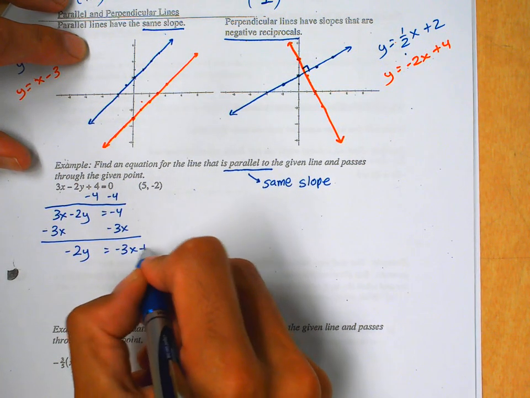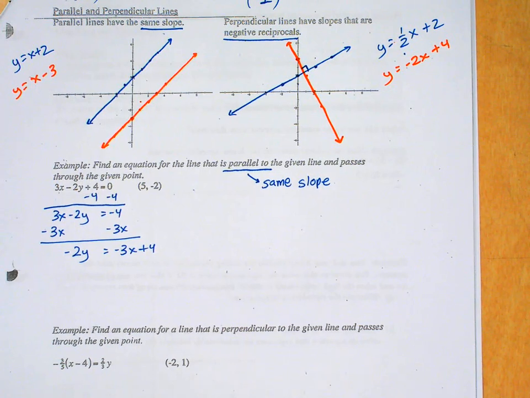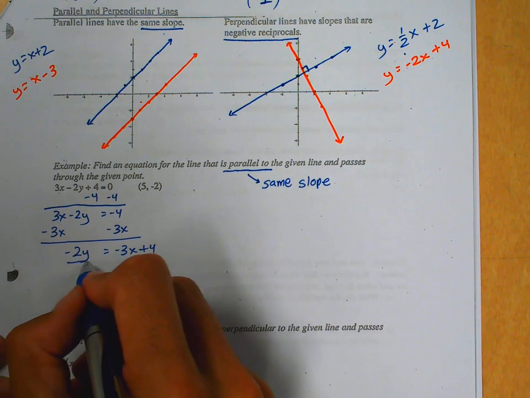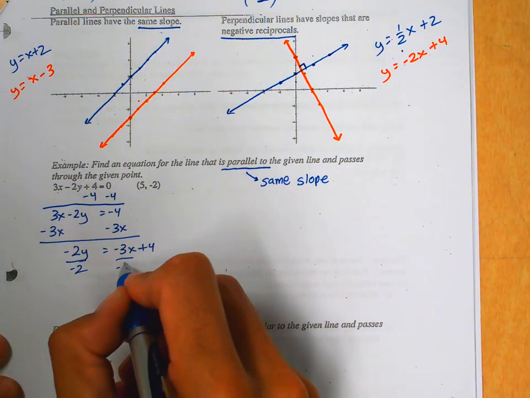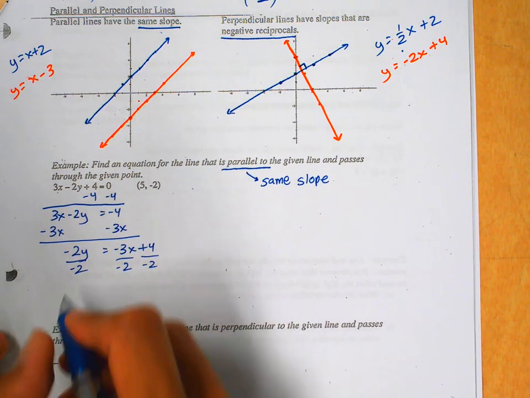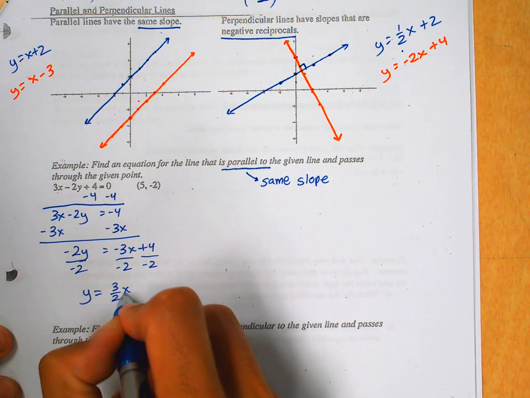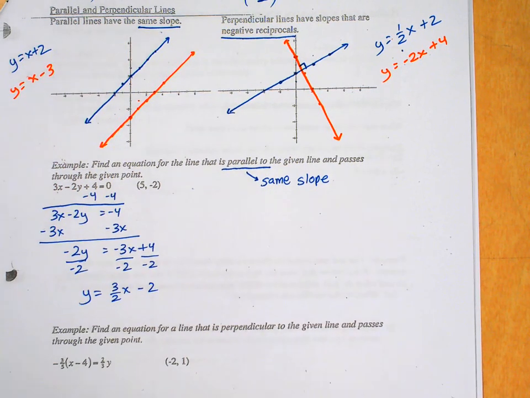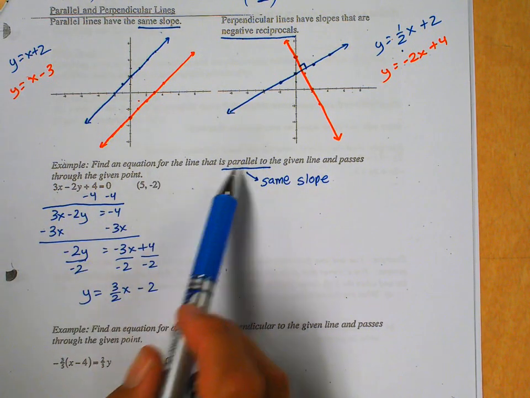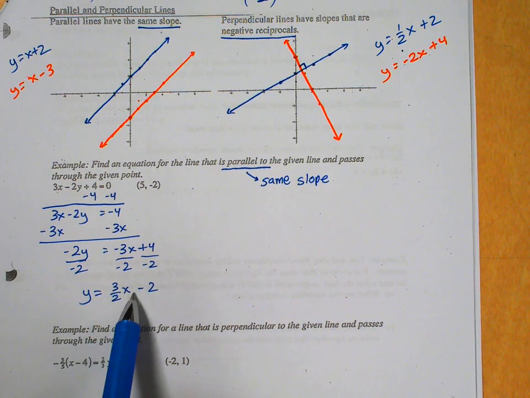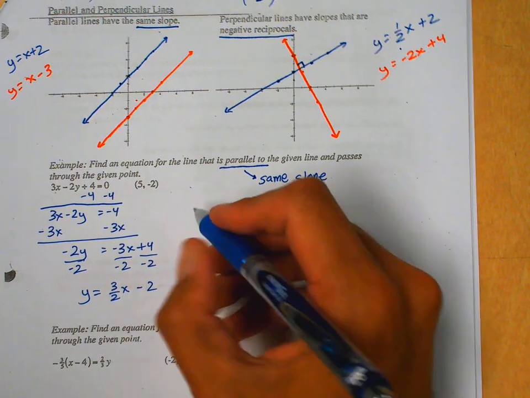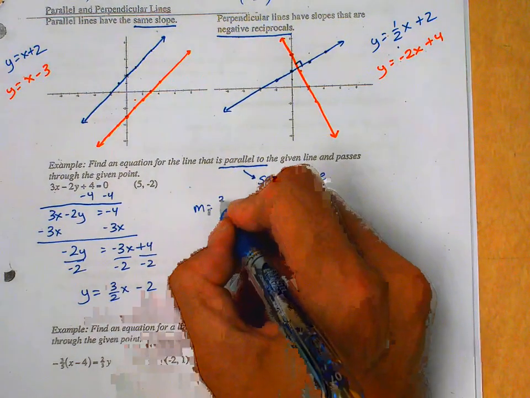So negative 3x plus 4. And divide by negative 2. Remember, everything gets divided by negative 2. So y equals 3 over 2x minus 2. Now, it's parallel to this line, so that means it has the same slope as this line, which means m equals 3 over 2.